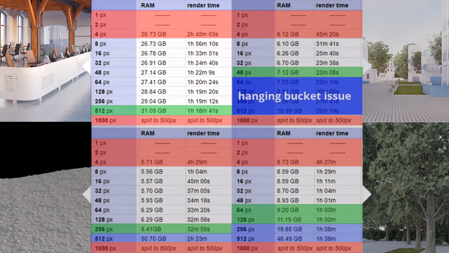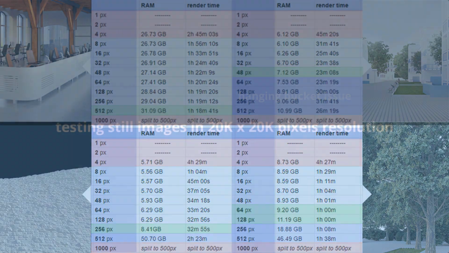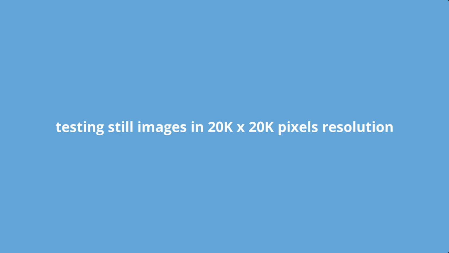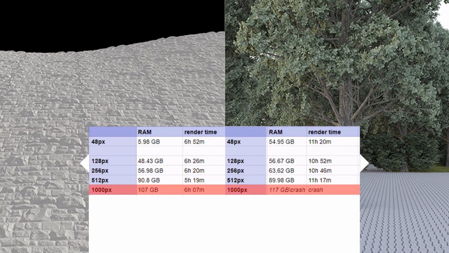I thought that using big buckets would have a bigger impact on rendering scenes in 6K resolution. So to check on it, I ran tests of two scenes in 20K resolution this time, to again check the performance of big buckets. The 1000 pixels bucket needed a lot of RAM. In the case of the three proxy scene, it even caused the scene to crash. These bucket settings gave the best rendering times.